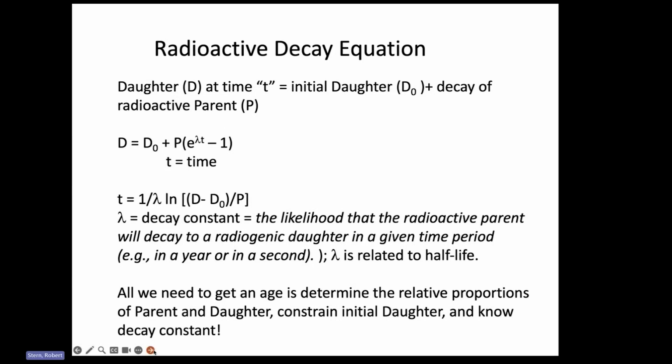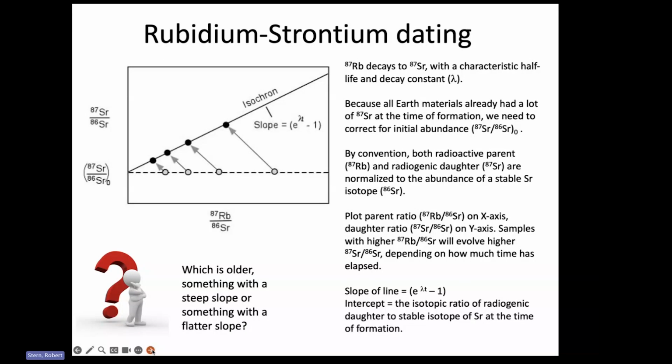And I'm happy to entertain questions. All right, so let's start off with rubidium-strontium dating. So rubidium is the radioactive parent. 87 strontium is the radiogenic daughter. And we're ratioing them both to 86 strontium, simply because it's easier to measure ratios than it is to measure absolute amounts in general. So rubidium-87 decays to strontium-87 with a characteristic decay constant and half-life.